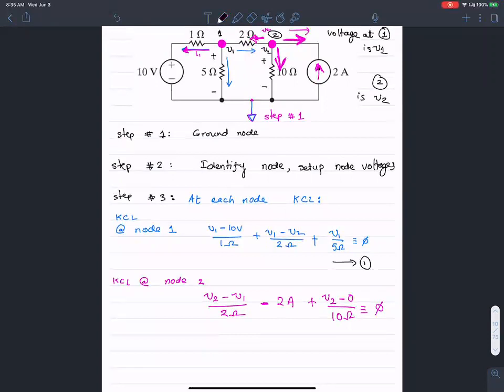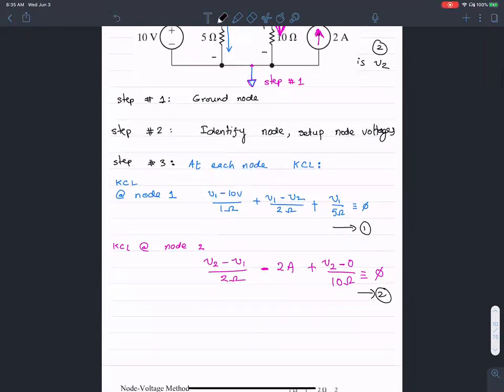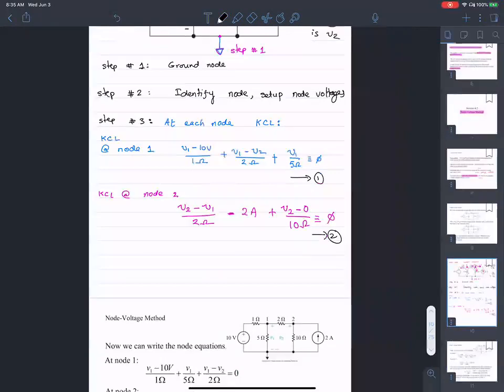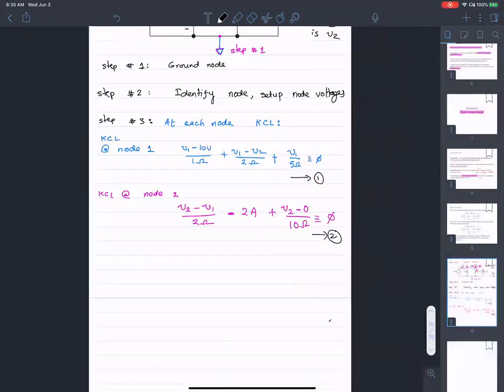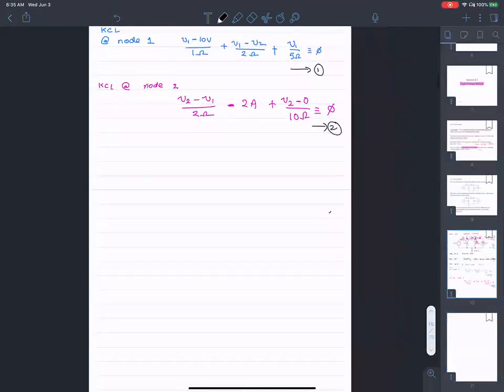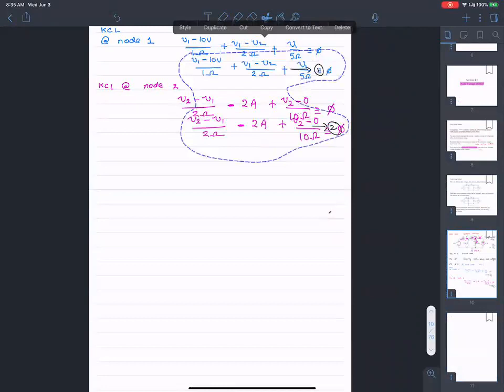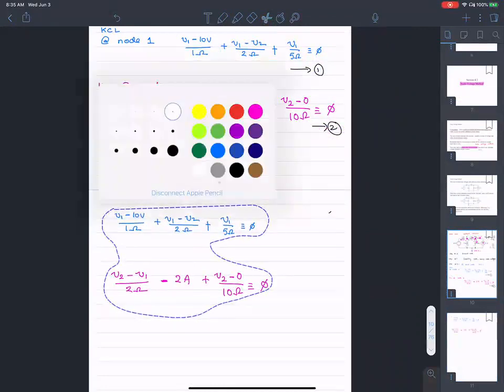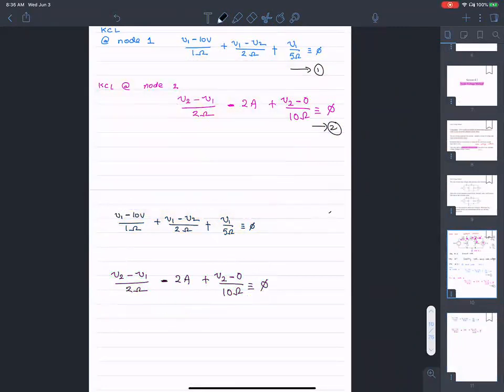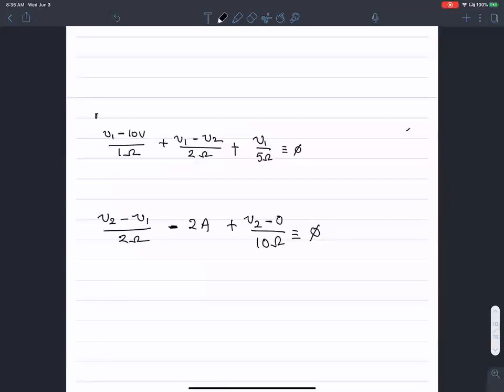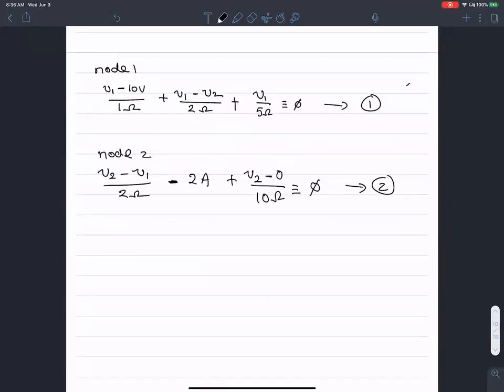Now I have two equations, equation 1 and equation 2. I can rearrange this a little bit and do algebraic manipulation. Maybe I'll do just one problem manually to show you how it is done, and then let you do the rest. So I'm going to copy these over. These are the two equations that came from node 1 and node 2. Now it's just a matter of algebraically manipulating them to arrive at the answer.